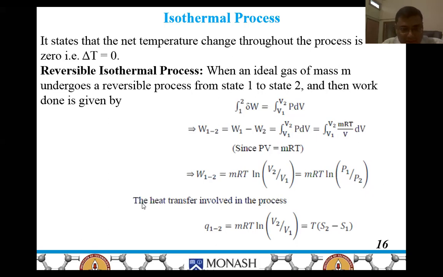And the heat transfer involved in the process, Q1 to 2, will be equal to nRT ln of V2 by V1, which is equal to T delta S, that is T times S2 minus S1. Why? Because delta S is Q upon T. So Q will be equal to T into delta S.